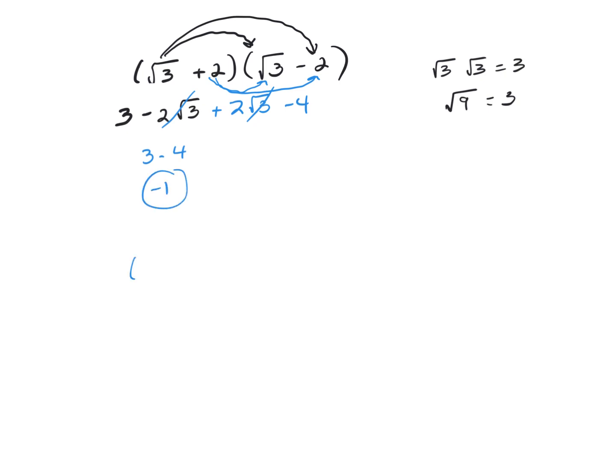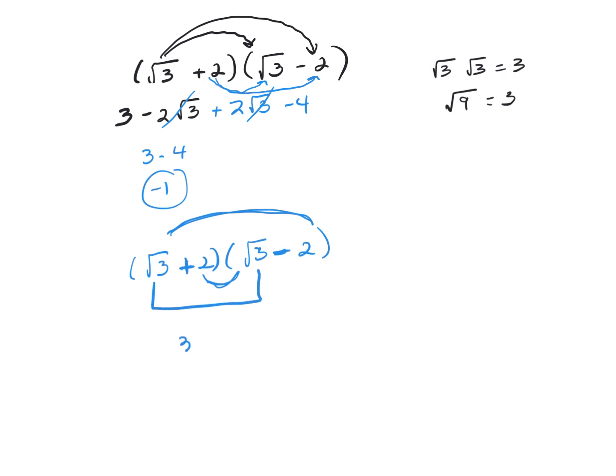Now the other thing, to save you some time: square root 3 plus 2 times square root 3 minus 2. Do you see how these are exactly the same, except one's plus and one's minus? So what you can do is skip multiplying these inside terms and outside terms, because I know my answer will just be this times this, which is 3, and then this times this, which is negative 4, and you get negative 1, and that saves you a couple of seconds.